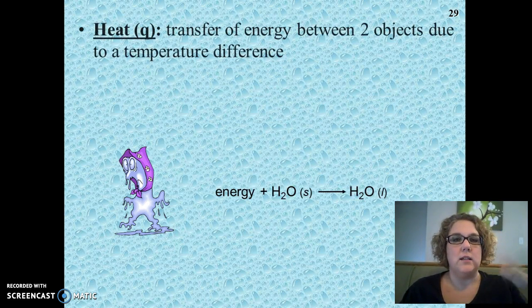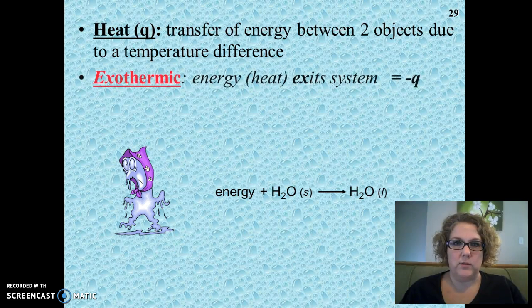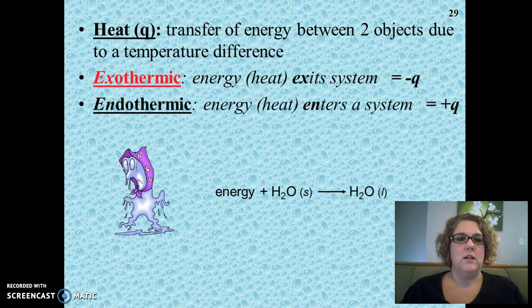All right, so heat is just the transfer of energy between two objects. It's exothermic if heat exits the system. That's a negative Q. It lost heat, the system did. Endothermic means heat entered the system. It gained heat from the surroundings. So that would be a positive Q.